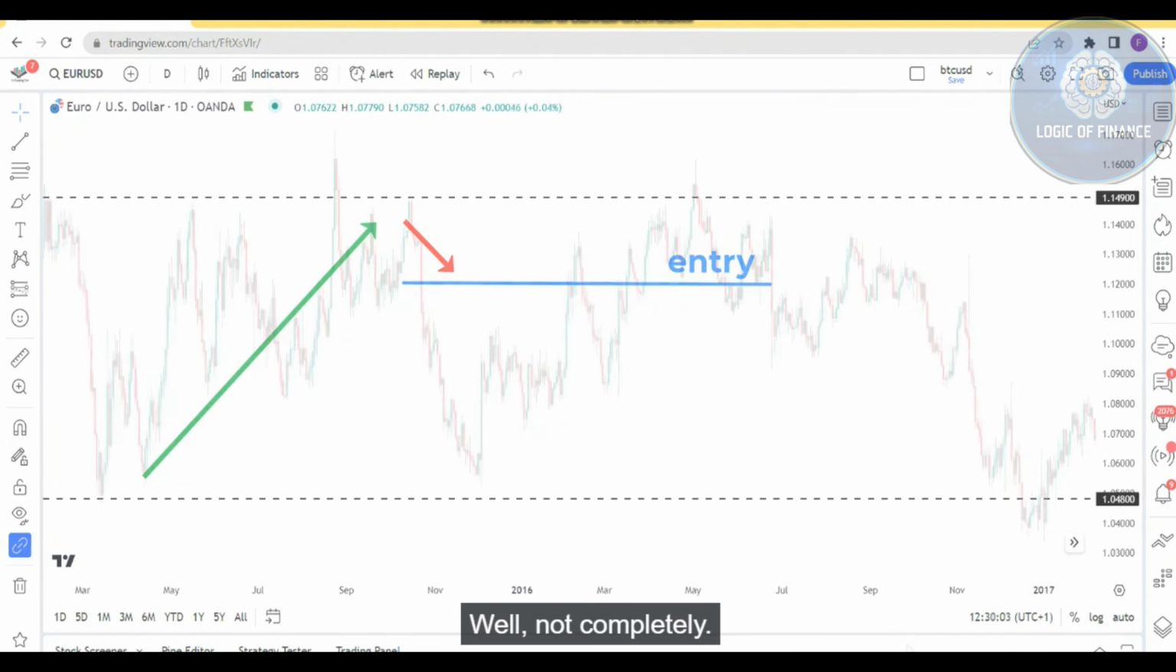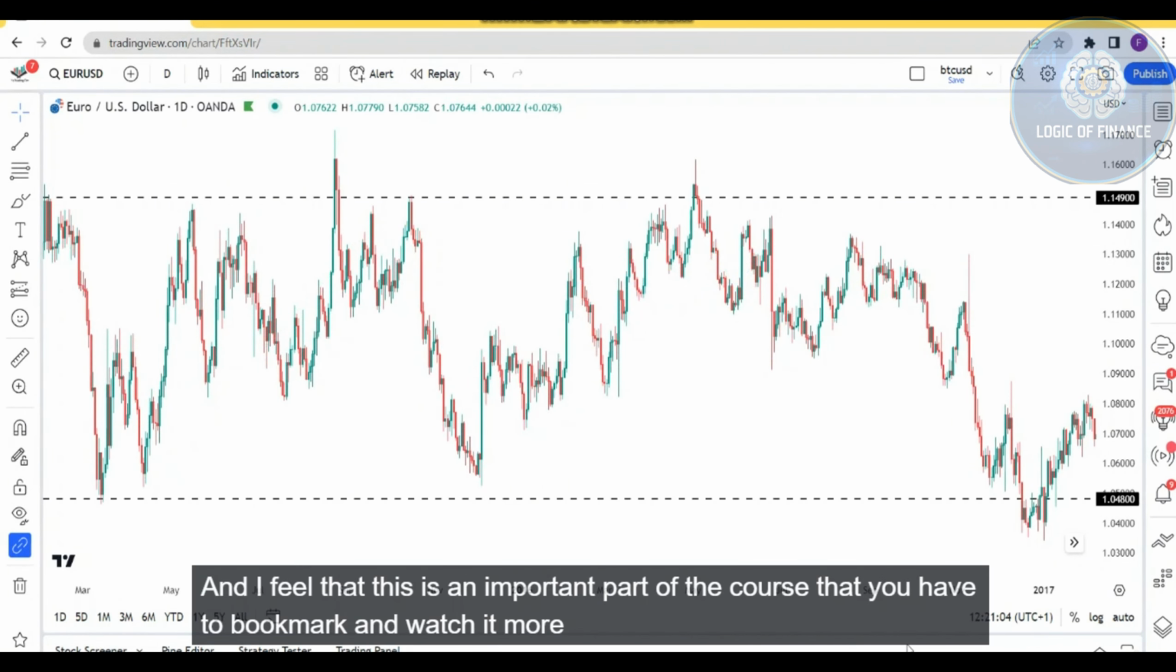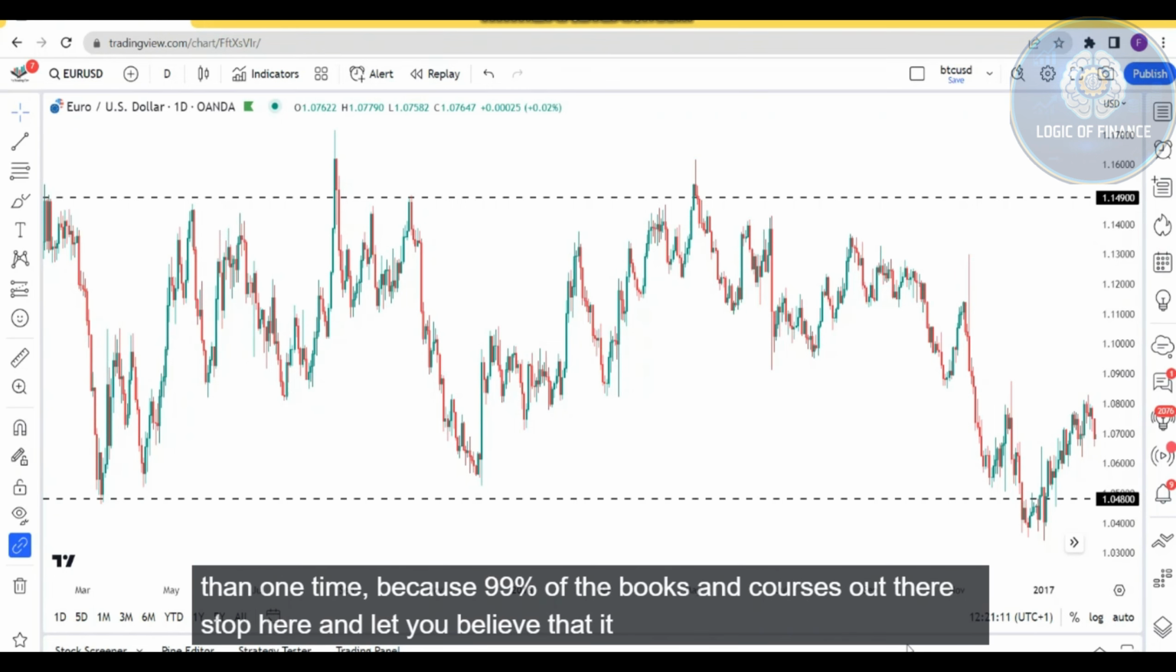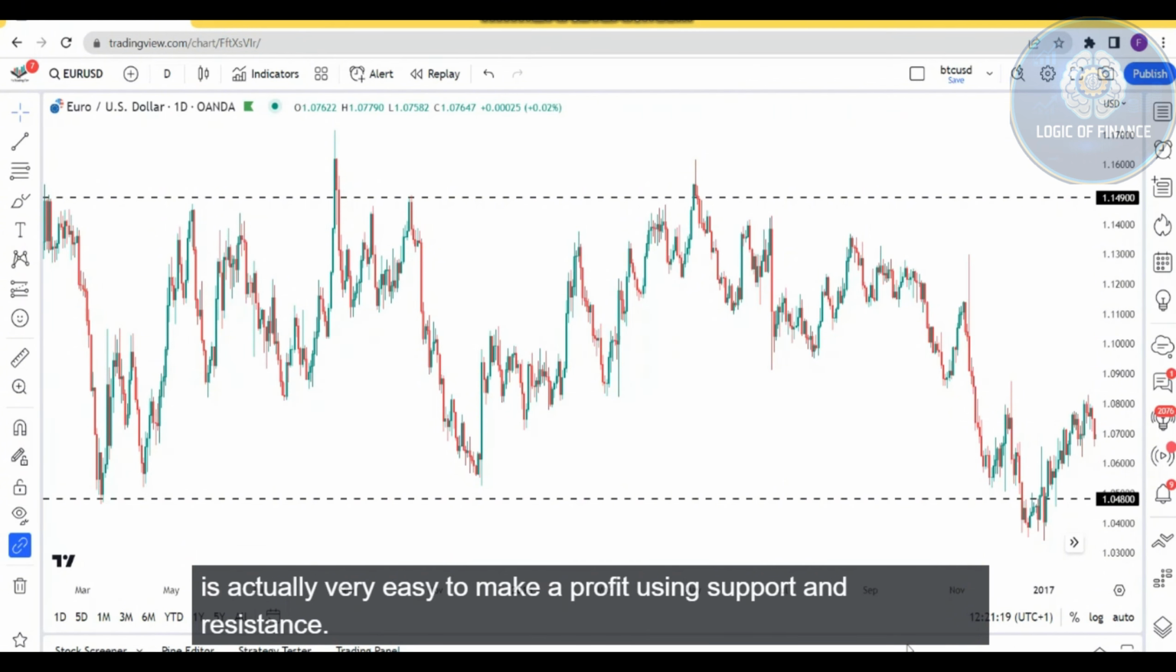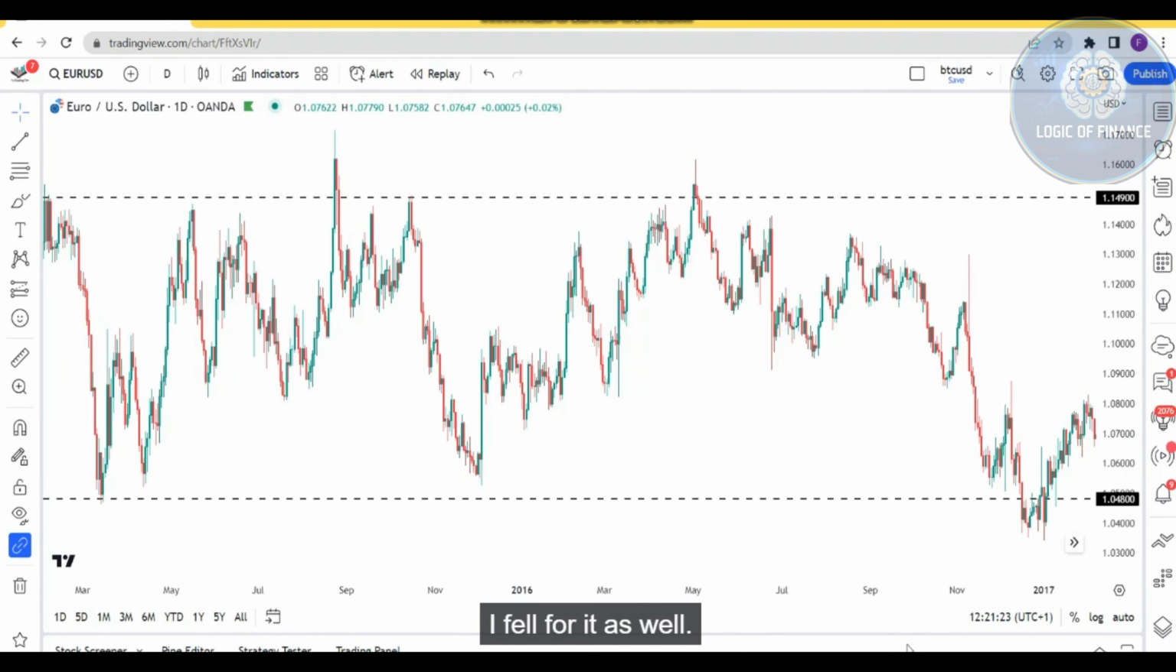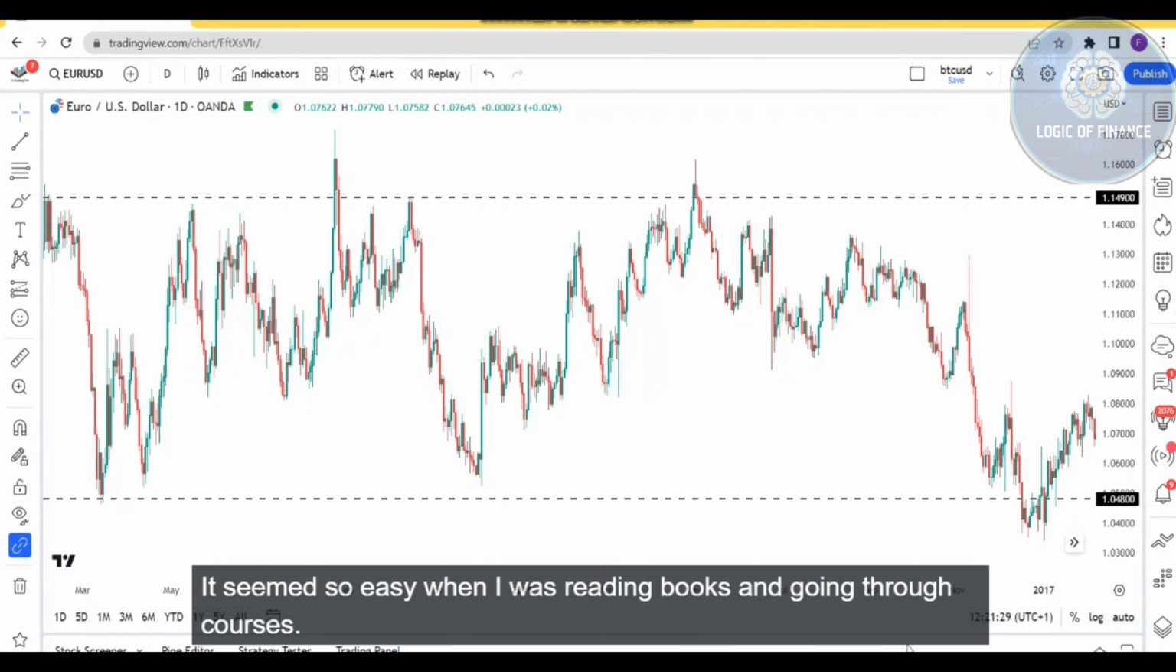Easy, right? Well, not completely right, and I feel that this is an important part of the course that you have to bookmark and watch more than one time, because 99% of the books and courses out there stop here and let you believe that it is actually very easy to make a profit using support and resistance. I fell for it as well when I started trading. It seemed so easy when I was reading books and going through courses. Then when I tried to apply it, I consistently ended up losing money.